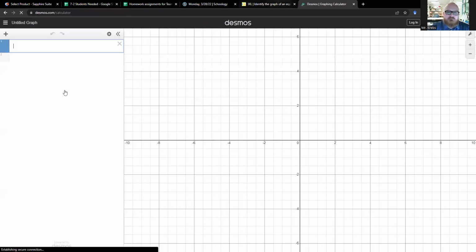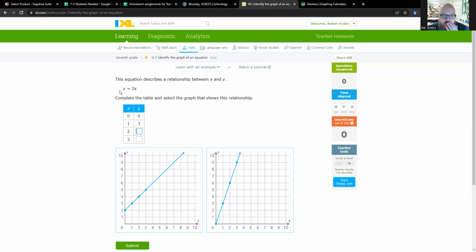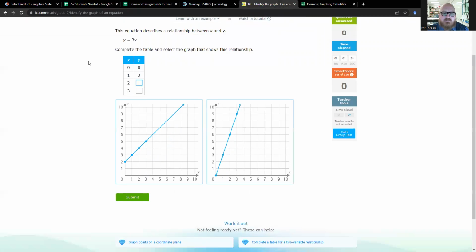In an XY table with an equation, it's pretty much plugging in the information you have. So if we're looking back at IXL, this example says this equation describes a relationship between X and Y. Here's the equation: Y equals 3X, meaning Y equals 3 times X. Complete the table and select a graph that shows this relationship. That means every time we're given a value, like X, or sometimes even Y, we have to plug it back into the equation and see if we can solve to find the missing piece.